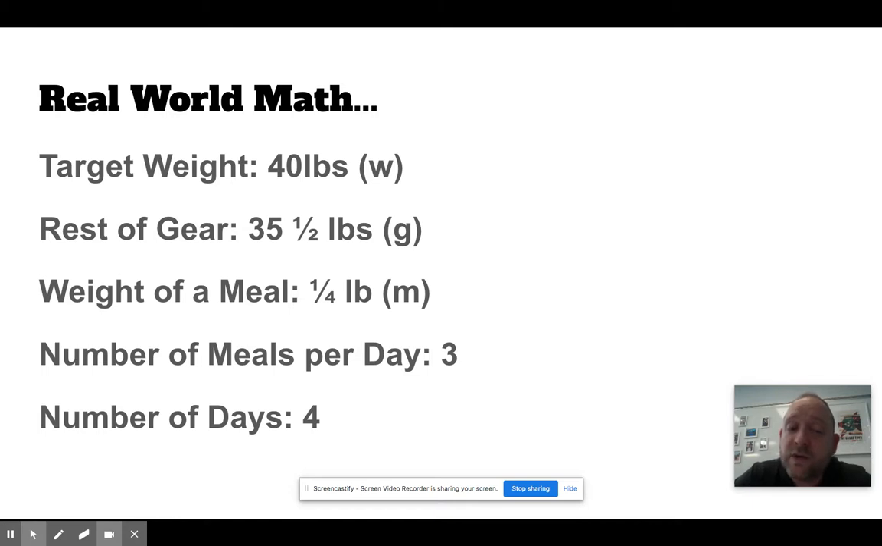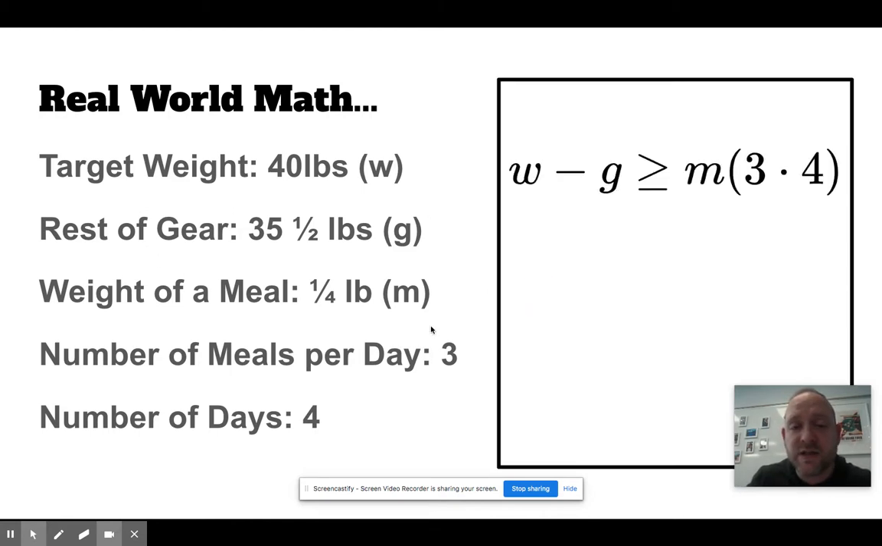And then I know I need 3 meals a day, and there are 4 days altogether. So here's the equation I came up with. This may look a little strange, but basically I just used these values instead of the numbers to give myself an idea of what my equation should look like. So basically I'm going to take my target weight, what I want everything all to weigh all together. I'm going to take away what I have already as my gear weight, and that should give me the leftover.